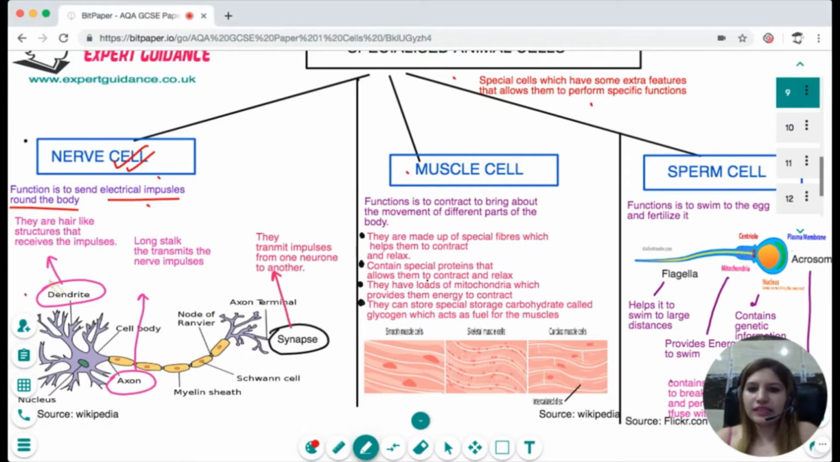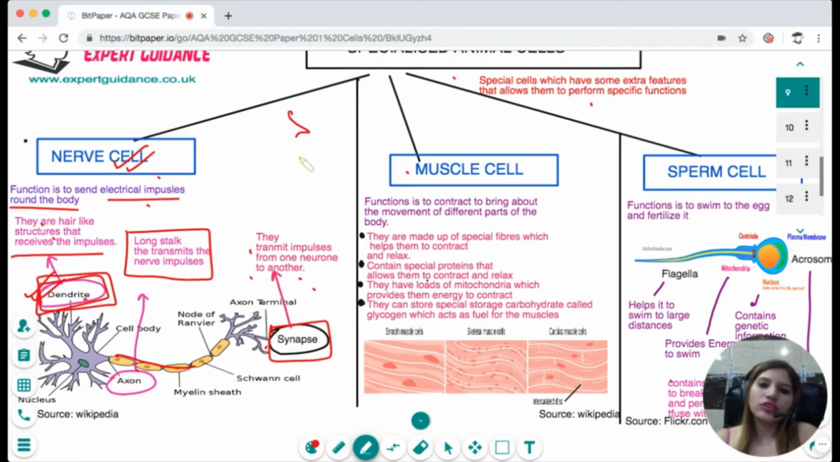And in this nerve cell, what we have is that nerve cells have dendrites. Now, what are these dendrites? These dendrites are the hair-like structures that receive the impulses. Then it has a long stalk called the axon. This axon transmits the nerve impulses, and at the end you have the synapse. Now, what is a synapse? They transmit the nerve impulses from one neuron to another. So the structure goes like this. It has a nucleus, hair-like structures, and a long stalk, and at the end it has the synapse.